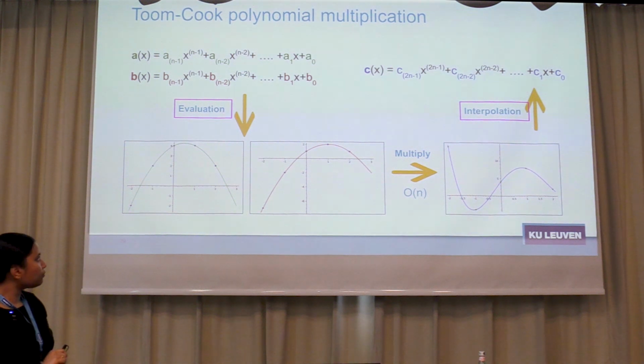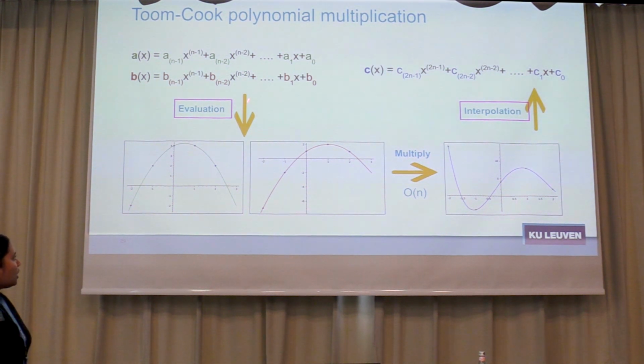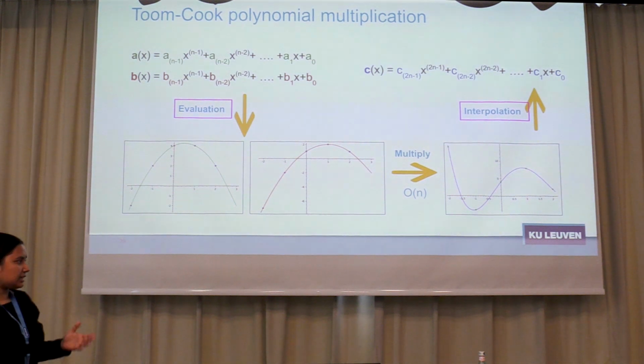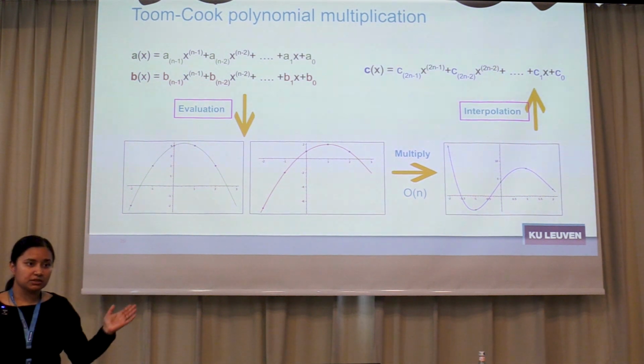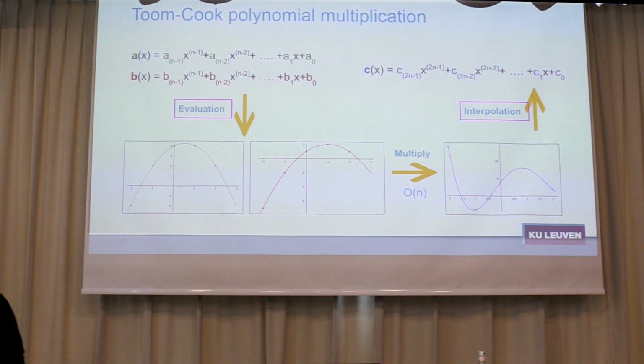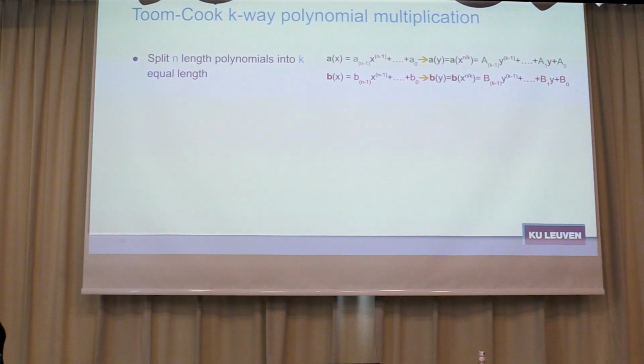Oh yeah, so going from coefficient to point-value representation, what we need for Toom-Cook is called evaluation. By using this step, we go to the point-value representation. Then we do the multiplication, and we require an interpolation, which will get us back to the coefficient representation from the point-value representation.